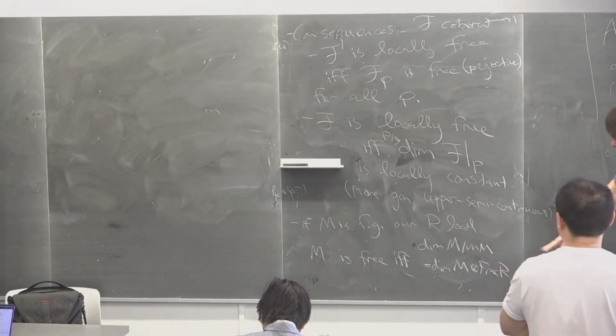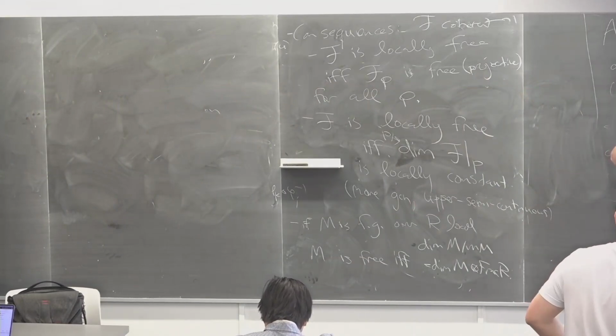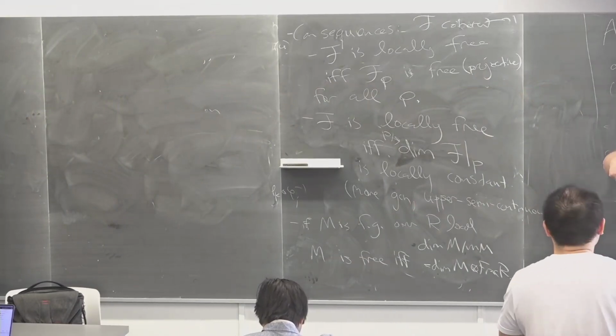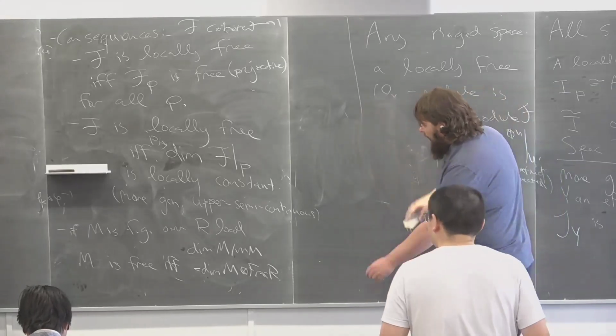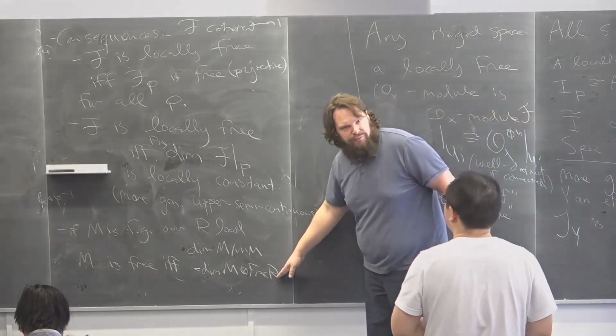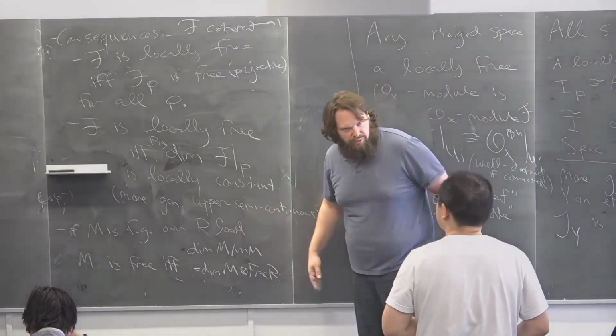Well, you pick a basis here, and then you think about the map of the free module onto M induced by that basis. And then this tells you that map is an isomorphism at the generic point, so it's an isomorphism everywhere.